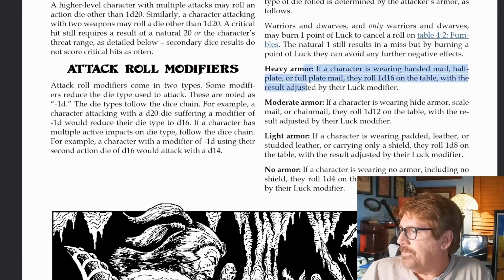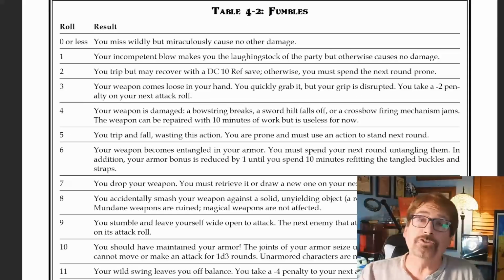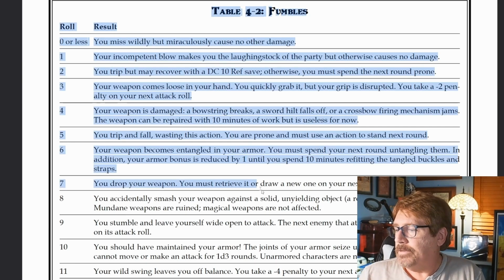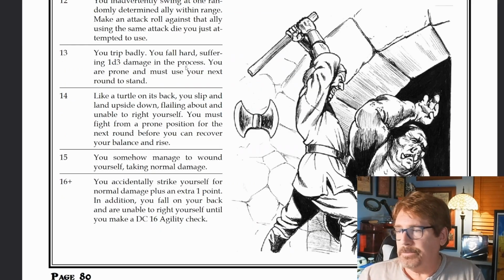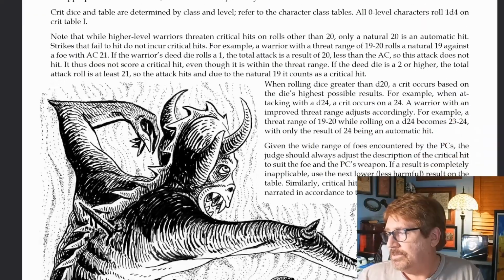Okay, warriors, dwarves, heavy armor, moderate armor. Cool. Fumbles. So here's the fumble chart. This is the first chart so far I've seen in this game system that makes it unique. Their own personalized fumble chart. A lot of game systems have this. This is their custom tailored one. Critical hits the same way. That's fine. It looks all normal stuff.